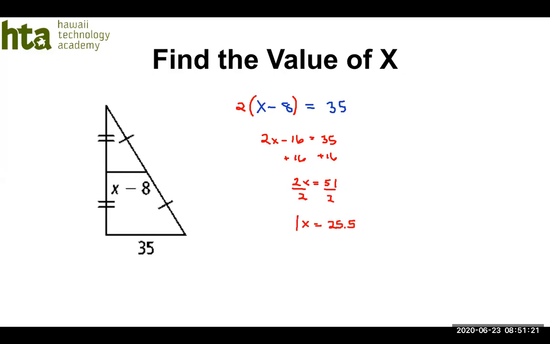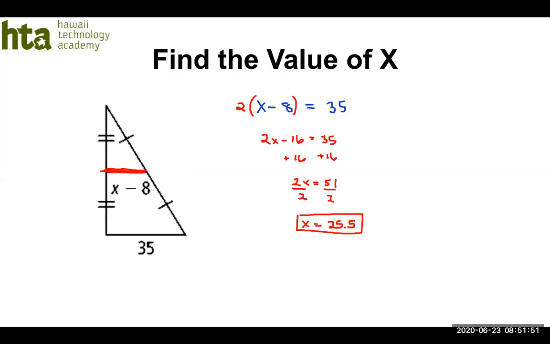How did I get the 2 again? Because this is a mid segment, every time we have a mid segment, we have to double it. Whatever the value of that mid segment is, we have to double it. Can we do 35 divided by 2 and then subtract 8? Yes, technically you could. Instead of distributing the 2, you could divide by 2 and then just add the 8. You could have done that, Connor, for sure.